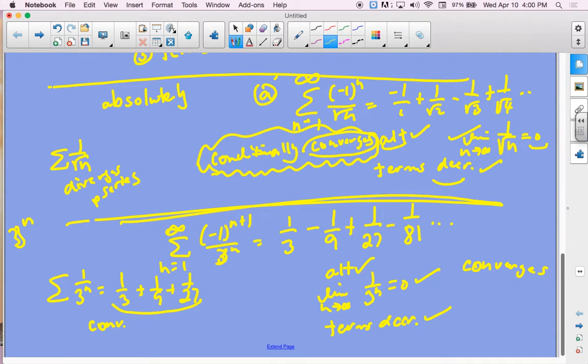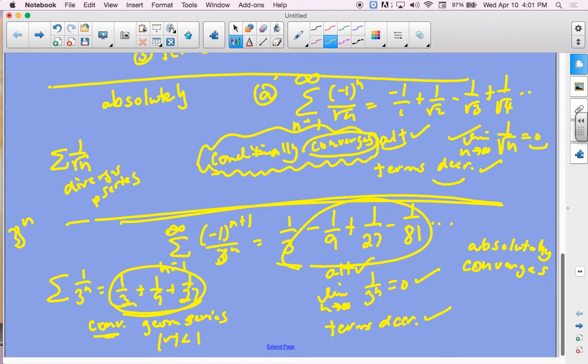It doesn't have to alternate because it's a geometric series where the ratio is less than 1, which also proves convergence. So this one is absolutely convergent because it doesn't have to alternate. There's no set conditions on it. It can converge if it's alternating or not. Whereas the harmonic series is one that's conditionally convergent.